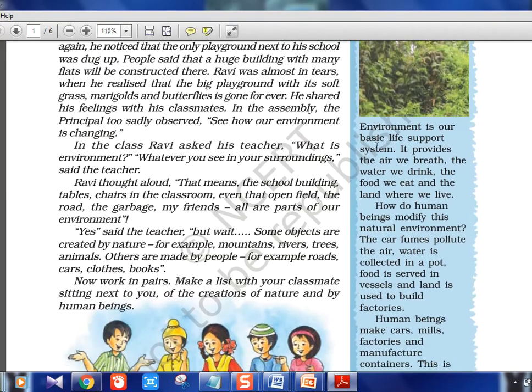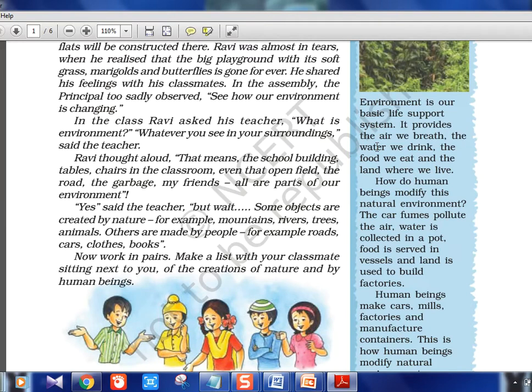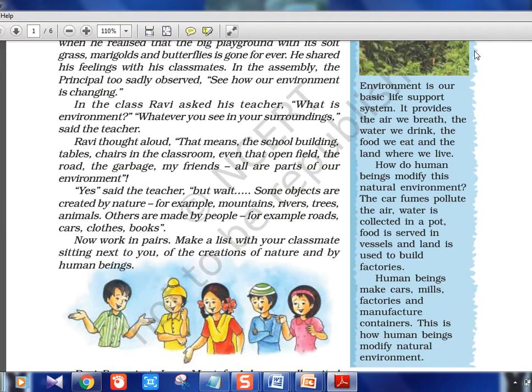See the blue box. Environment is our basic life support system. It provides the air we breathe, the water we drink, the food we eat and the land where we live. How do human beings modify this natural environment? You know the pollution, the climate change and all those things. Car, water collection, food being served in vessels, land used to build factories. So human intervention into the natural environment is what is mentioned.